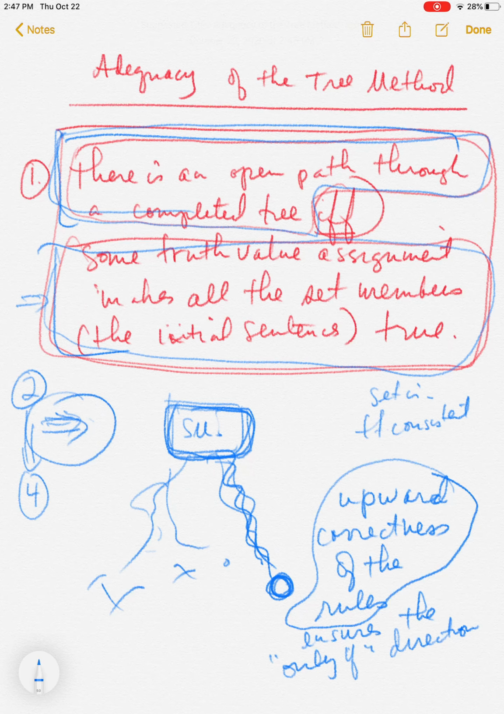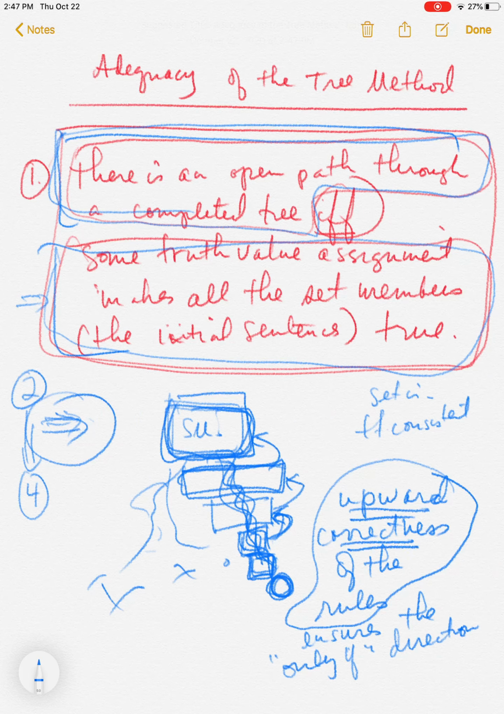And just to remind you that along this open path, you're going to have at least one literal, and that this open path is going to describe a truth value assignment that's designed to make the literals true. But if the literals came from something more complex, the upward correctness of the rules ensures that the truth value assignment designed to make the literals true is going to make that more complex sentence true. And if that was generated by an upwardly correct rule applied to something farther up the branch, then the upward correctness of the rules guarantees that that's going to be true in the truth value assignment all the way up to the set members. So the upward correctness of the rules ensures the truth of what I'm calling proposition number 2.